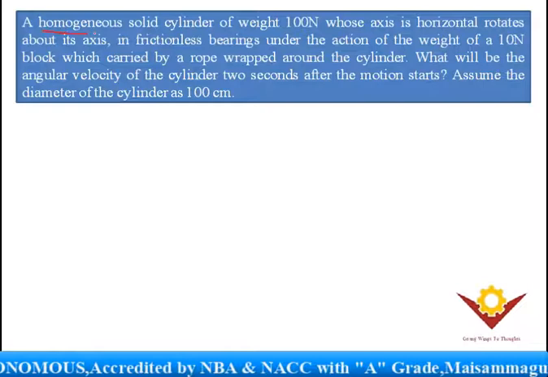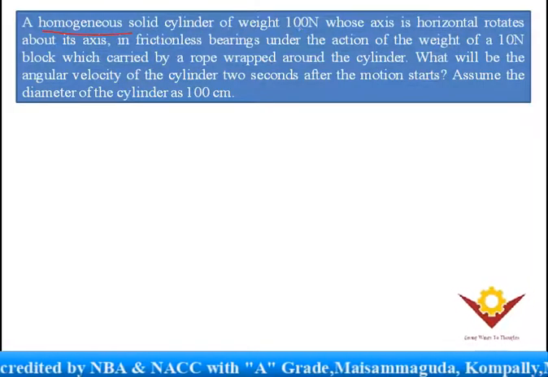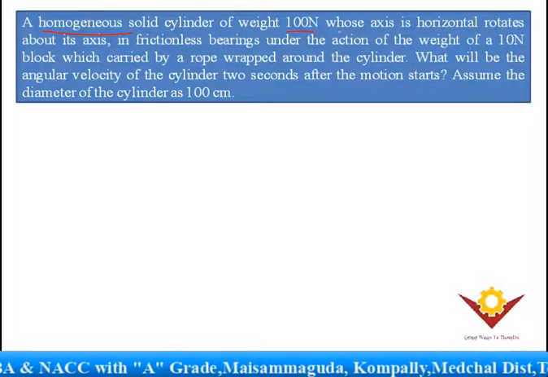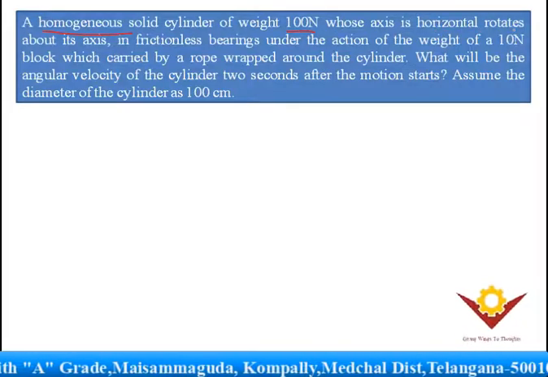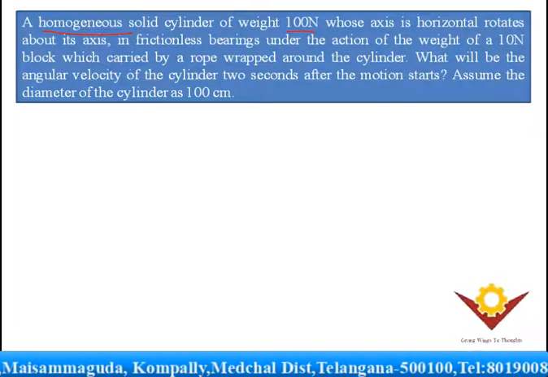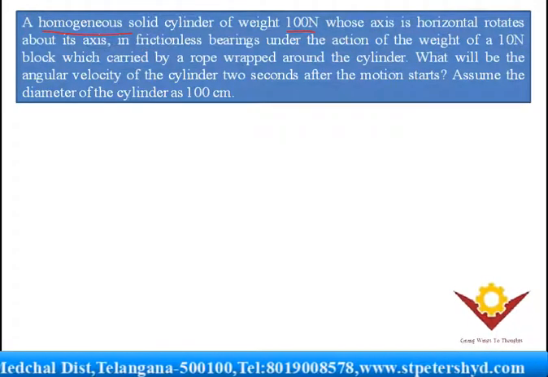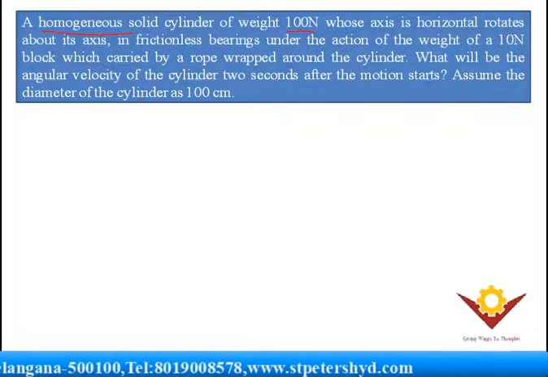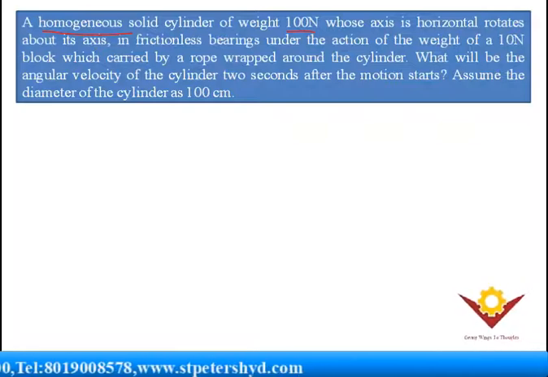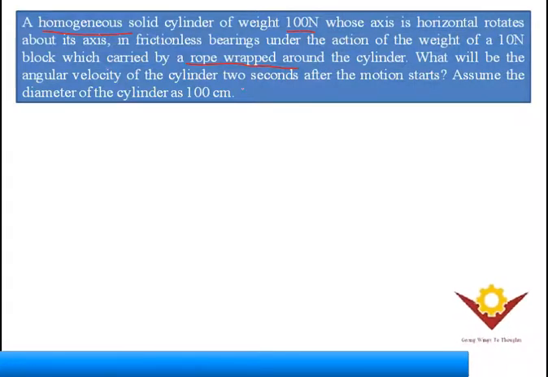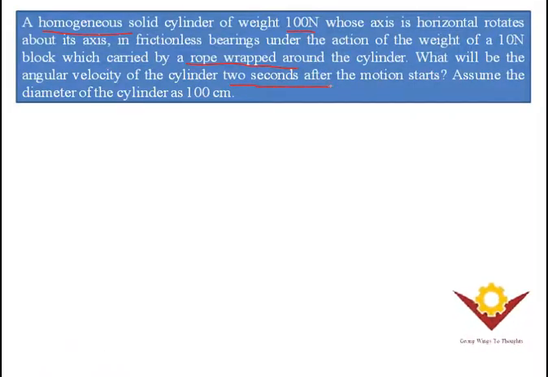A homogeneous solid cylinder of weight 100 newtons, whose axis is horizontal, rotates about its axis in frictionless bearings under the action of the weight of a 10 newtons block, which is carried by a rope wrapped around the cylinder. What will be the angular velocity of the cylinder 2 seconds after the motion starts? Assume the diameter of the cylinder as 100 centimeters.